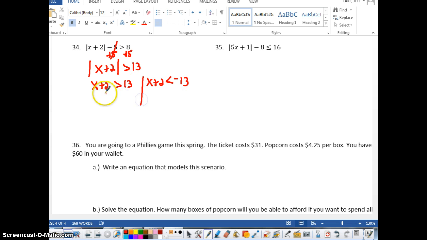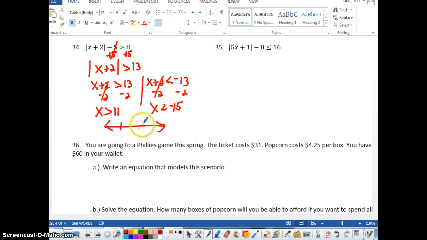Again, same idea. You're going to have to switch the inequality sign when you make it a negative here. Over here, I subtracted my 2 to get rid of that 2. I get x is greater than 11. Same thing over here, subtract your 2, you get x is less than negative 15. Go through, and when you do so, you have a negative 15, you have an 11. Open circle going to the right, open circle going to the left. Again, that's typically what an OR problem is, and AND problems have to be in the middle.